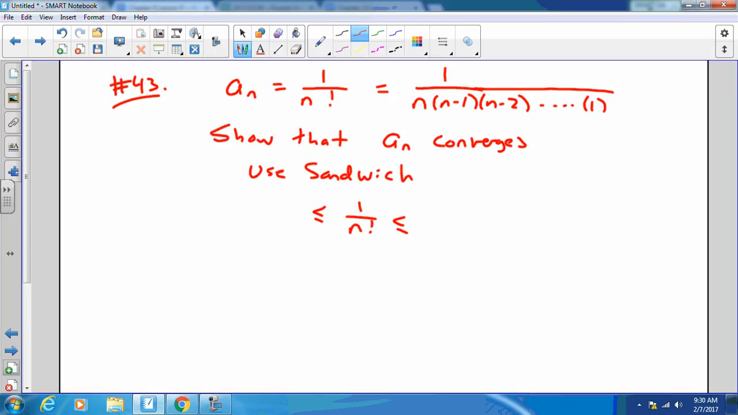Now the lower bound and the upper bound are a little bit tricky because I'm dealing with a reciprocal right here. But I think we can probably do it. Can you think of some really easy function that is always less than 1 over n factorial? Just do 0. Good. Very good. 0 is definitely always less than 1 over n factorial. And it goes to 0.